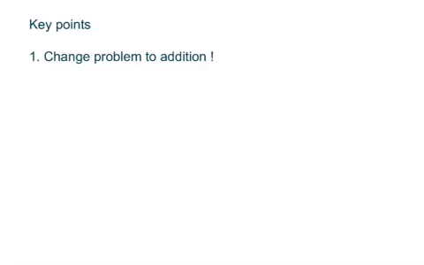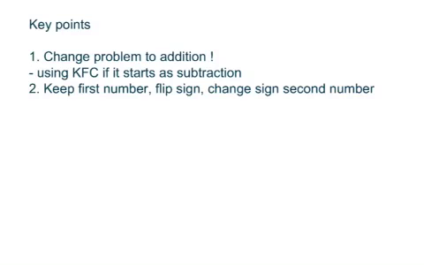Going over the key points from this lesson, we know we always want to change our problem to addition, and that might mean using the KFC method if it starts as a subtraction problem. Remember that KFC stands for keep the first number, flip the sign, and change the sign of the second number. Lastly, you can always use the flow chart for your first couple examples. Once you get the hang of this, this will become easier and easier, but beginning it might be a good idea to use that flow chart or some sort of method that you find helpful to help you remember those steps.